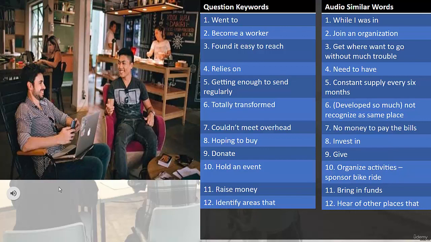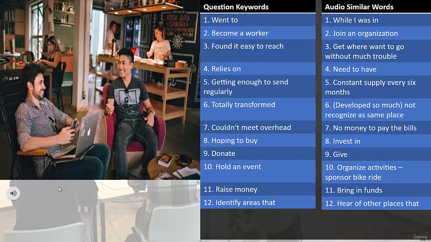The audio similar words were organize activities, sponsor a bike ride, raise money, bring in funds. There might have been something else he said related to bringing in funds, and then identify areas that, hear of other places that. Numbers 11 and 12 might be reversed, possibly. But for number 11, raising money was bringing funds. And number 12 is identify areas that, and the paraphrasing is hear of other places that. So those are the audio similar words to the question keywords.